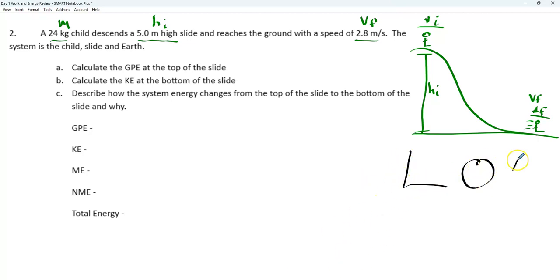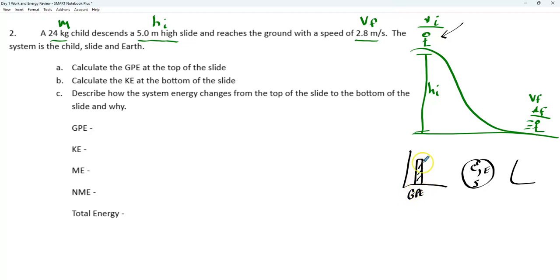In the LOL, the child, the earth, and the slide are going to be in our system, and we just have to identify what kind of energy it has at the top. At the top here, it doesn't say the child's moving, it just says it's at a height. So I'm going to ask you on the video, what type of energy is this? And hopefully you answered that this is gravitational potential energy, or GPE.